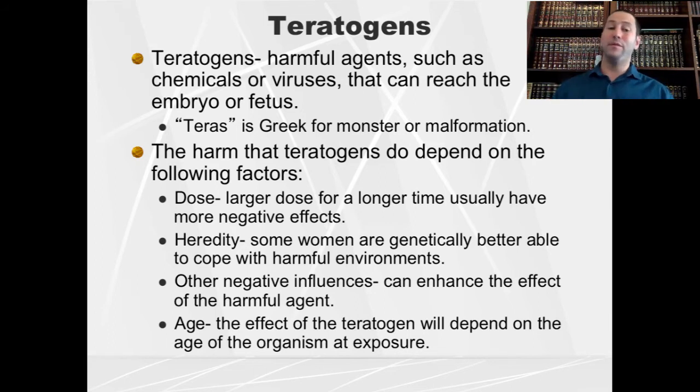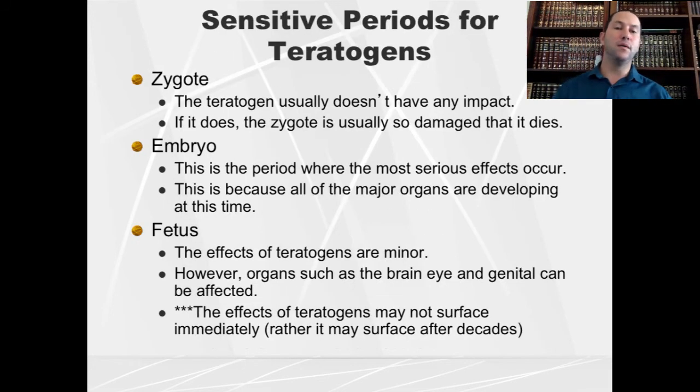Now, teratogenic effects depend on many things. So dose, the higher the dose, the more negative the effects are. Heredity, so some people have more genetic buffer than other negative influences. So there could be a synergistic effect between stress and drug use, let's say, and then age. The older you are, the more likely you're going to have a teratogenic effect. So, what is the impact of teratogens? Well, it depends on the age of exposure.